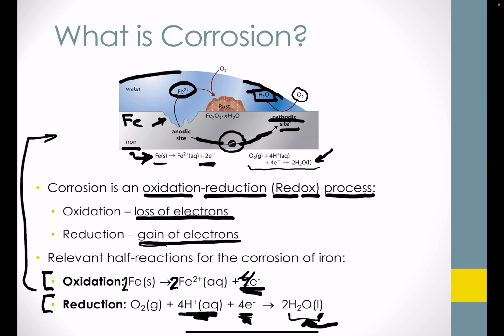So ultimately the iron 2 in aqueous environment will later also combine with oxygen to form the rust compound shown here, giving us the Fe2O3 hydrate as the product.